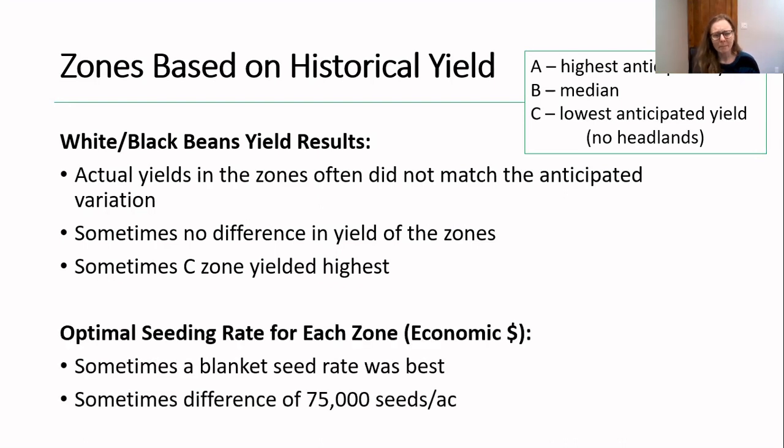But anyway, if we look at what the optimal seeding rate was in each zone of the field, sometimes a blanket seeding rate was best. It was the same in all parts of the field. Sometimes the optimal seeding rate in one part of the field was 75,000 seeds more than the optimal seeding rate in another part of the field. So quite a range across these white bean fields.